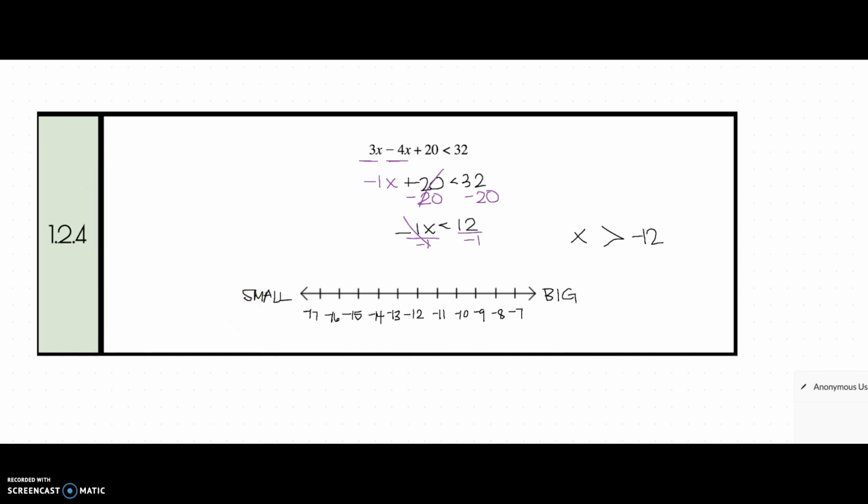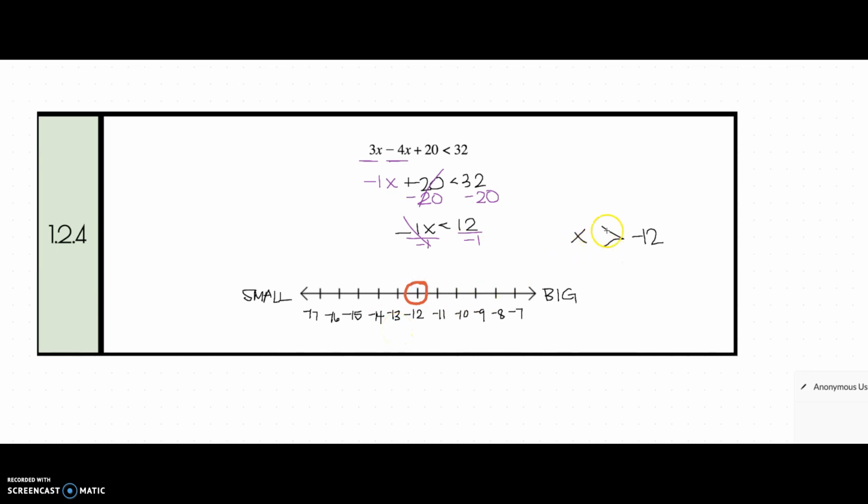So now I want to figure out if I want an open circle or a closed circle. And so I want to look at my sign. And then remember, if it has the or equal to part, we want to fill in our dot. If it does not have the or equal to part, we don't want to fill in our dot. So this does not have the or equal to, so I'm going to do an open circle on negative 12.